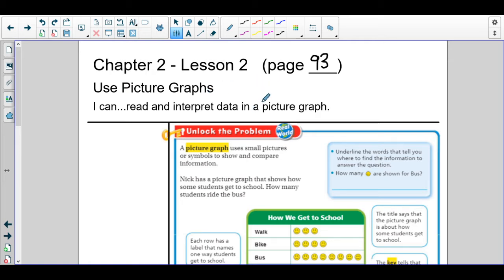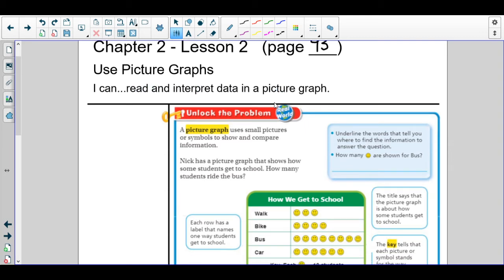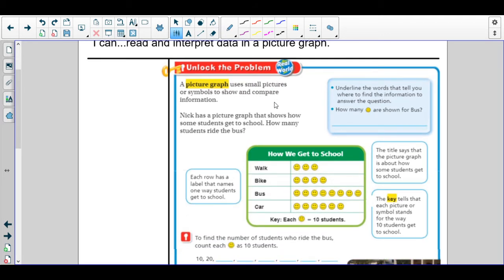Our goal: I can read and interpret data in a picture graph. So let's take a closer look here. A picture graph uses small pictures or symbols to show and compare information. If we look over here, underline the words that tell you where to find the information to answer this question. All right. And then how many smiley faces are shown for bus?